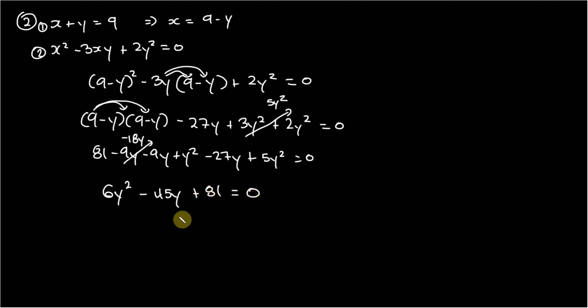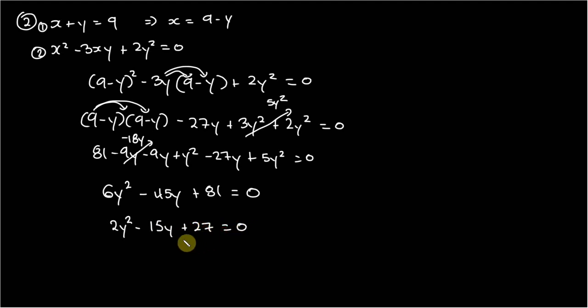Right, now we can, yeah, it's not divisible by 6. Can't divide by 2. You can divide by 3 right across this entire equation. And so 6 divided by 3 is going to give us 2y squared. And 45 divided by 3 is going to give us 15y. And 81 divided by 3 is 27.